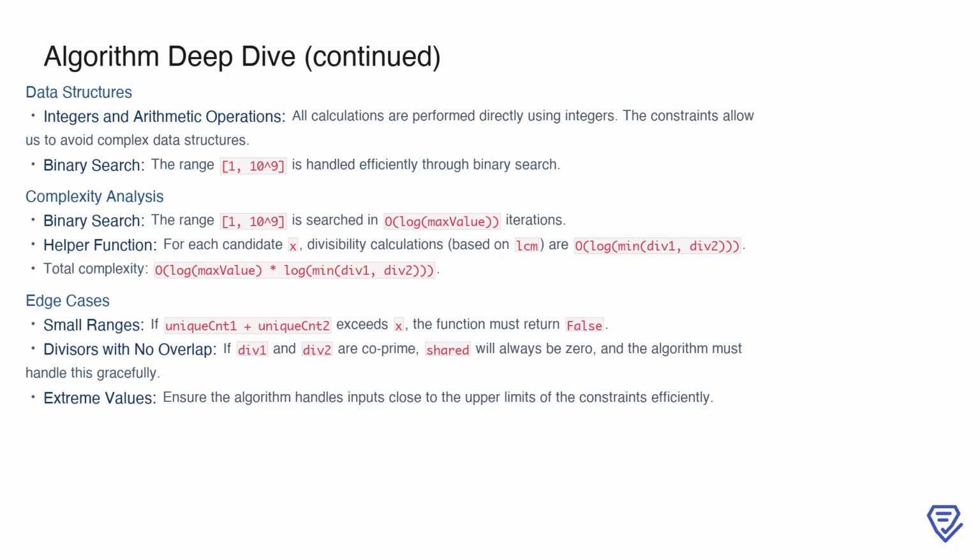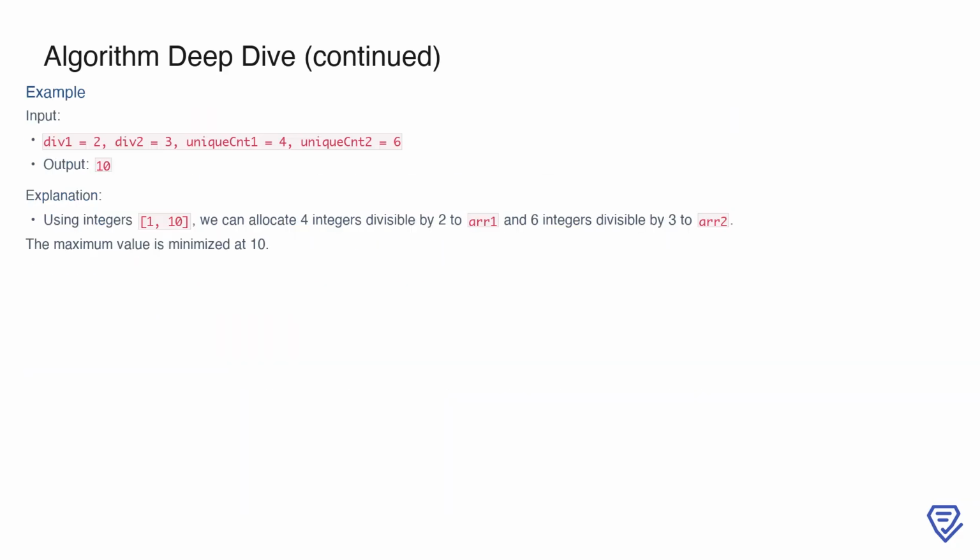Several edge cases must also be considered. If the total number of required integers exceeds the range of x, the function must return false. When div1 and div2 are coprime, there are no shared integers, which the algorithm must handle appropriately. Additionally, the algorithm must be robust against extreme values near the input limits, ensuring correctness and efficiency even in such scenarios. To better understand the solution, let's consider an example.